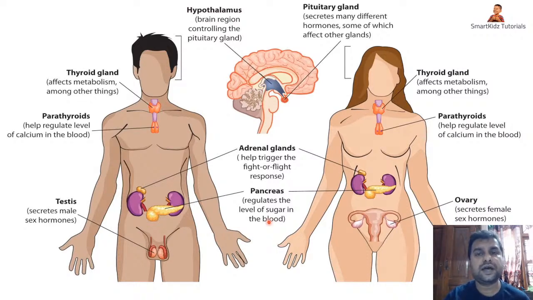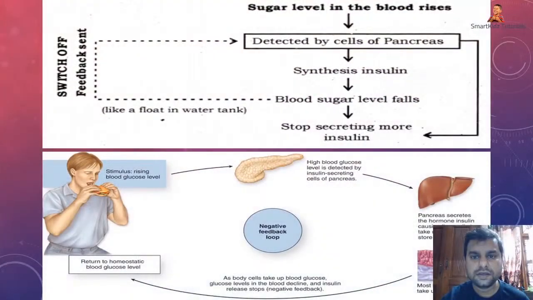We'll have a look which will help us understand how the pancreas functions, how insulin functions, and where it all goes wrong. Let's have a look at it in the next slide. So here we have what we call a feedback mechanism. The pancreas works on the feedback mechanism.